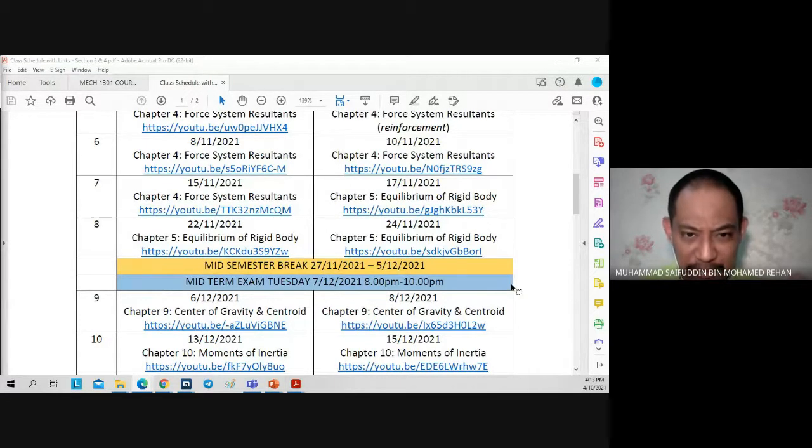And if you look at the date, it's actually after the mid-semester break, meaning that just after the break finishes, and then Monday, Tuesday, that's the midterm exam. Hopefully, you can use the mid-sem break to revise as well.